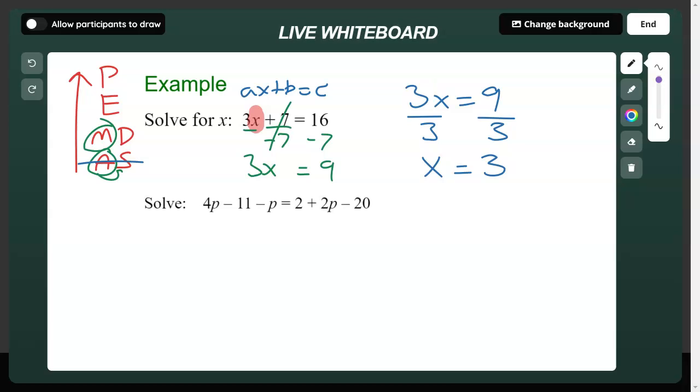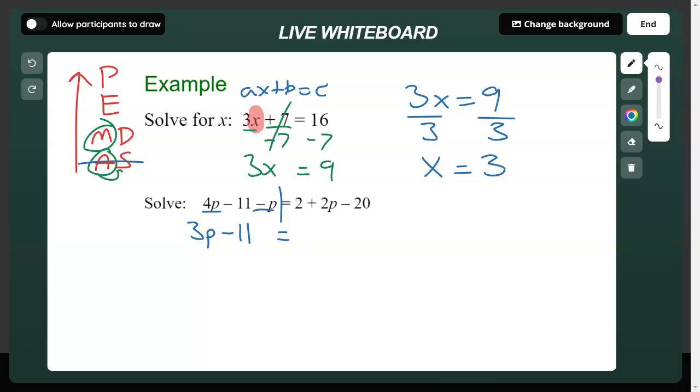All right? The second example is not in that form. It's got a lot more stuff in there. So what can I do to kind of condense it? Combine like terms. Let's look at our left side. What are my like terms on the left side? Good, which gives me what? So I have 3p minus 11.